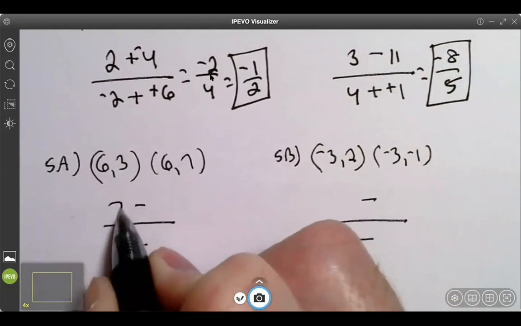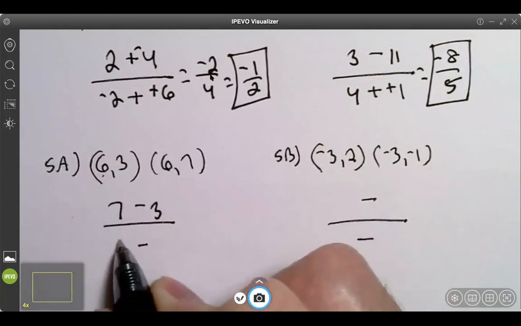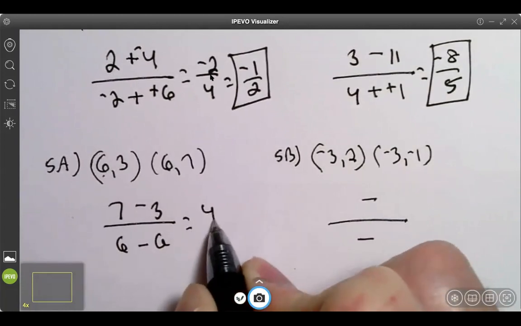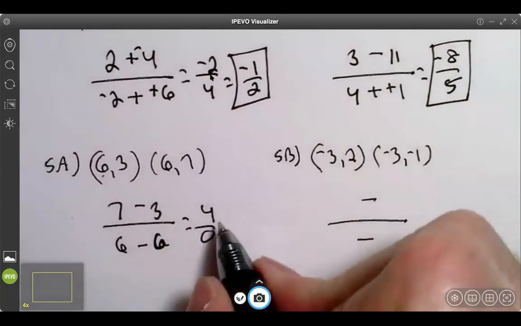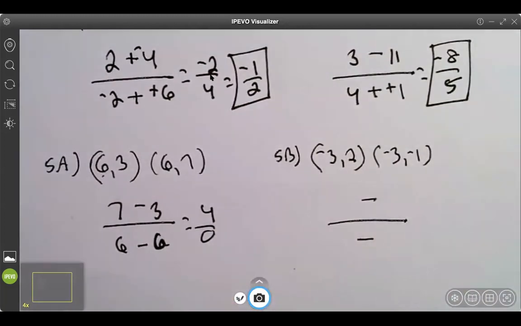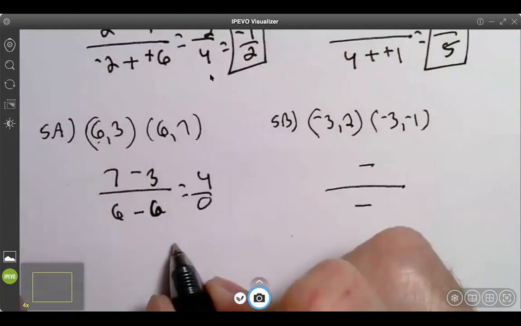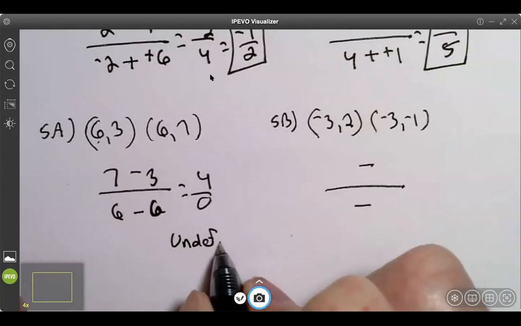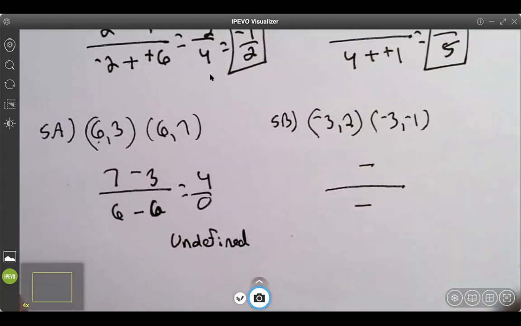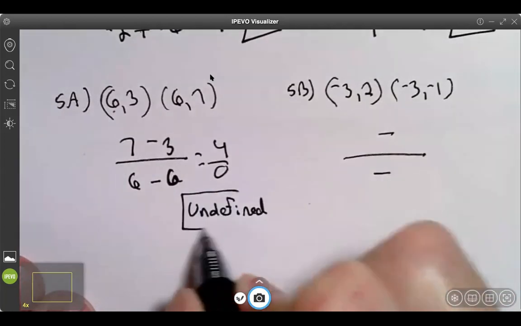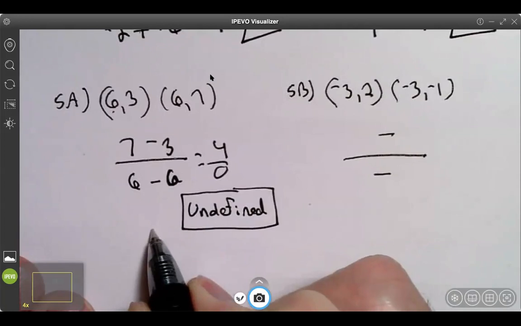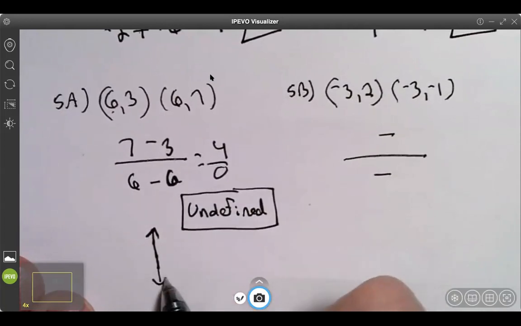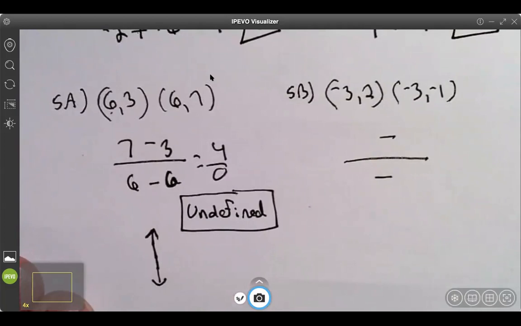So I'm gonna go 7 minus 3 on top, 6 minus 6 on bottom. That gives you 4 over 0. If you put 4 divided by 0 in your calculator, it will give you error because you can't do it. You can't divide by 0. So the answer to that one is undefined. And if we graphed it, if I rose 1, 2, 3, 4 and ran 0, I would just have a straight up and down line, undefined slope.